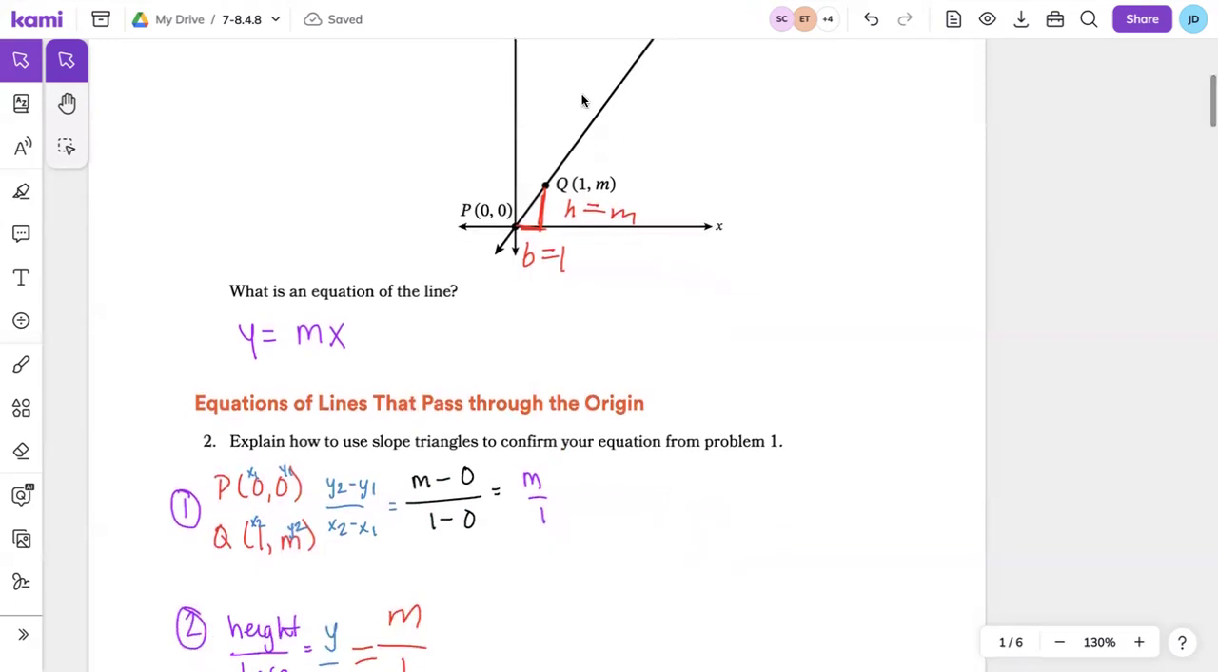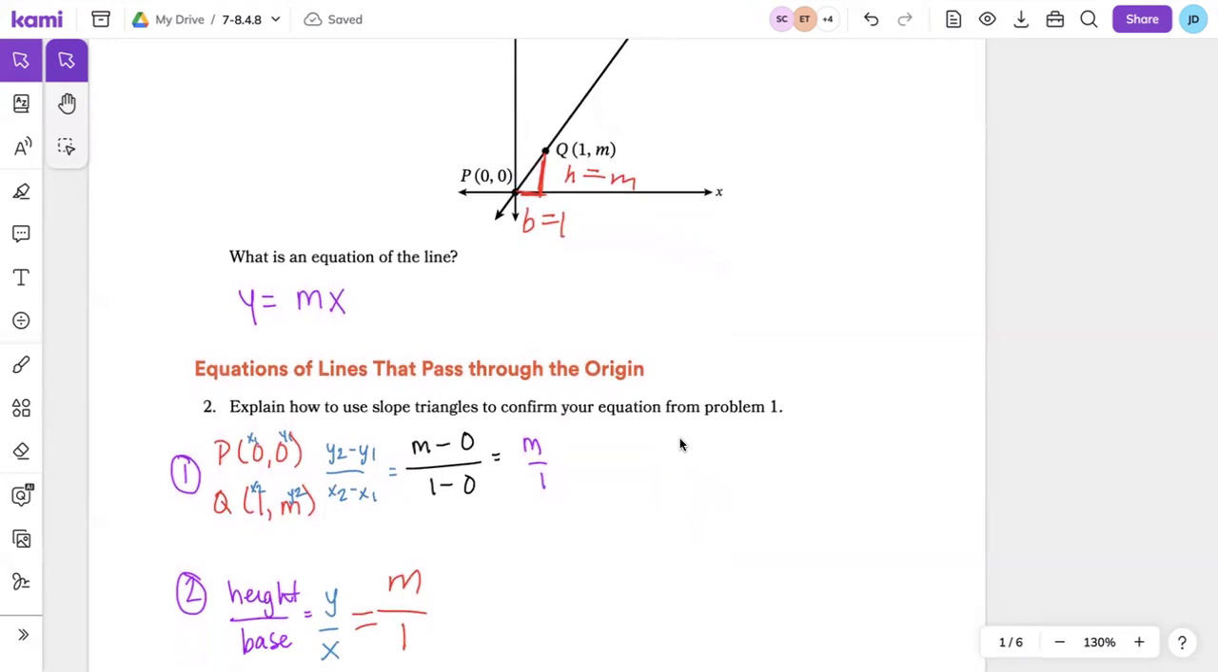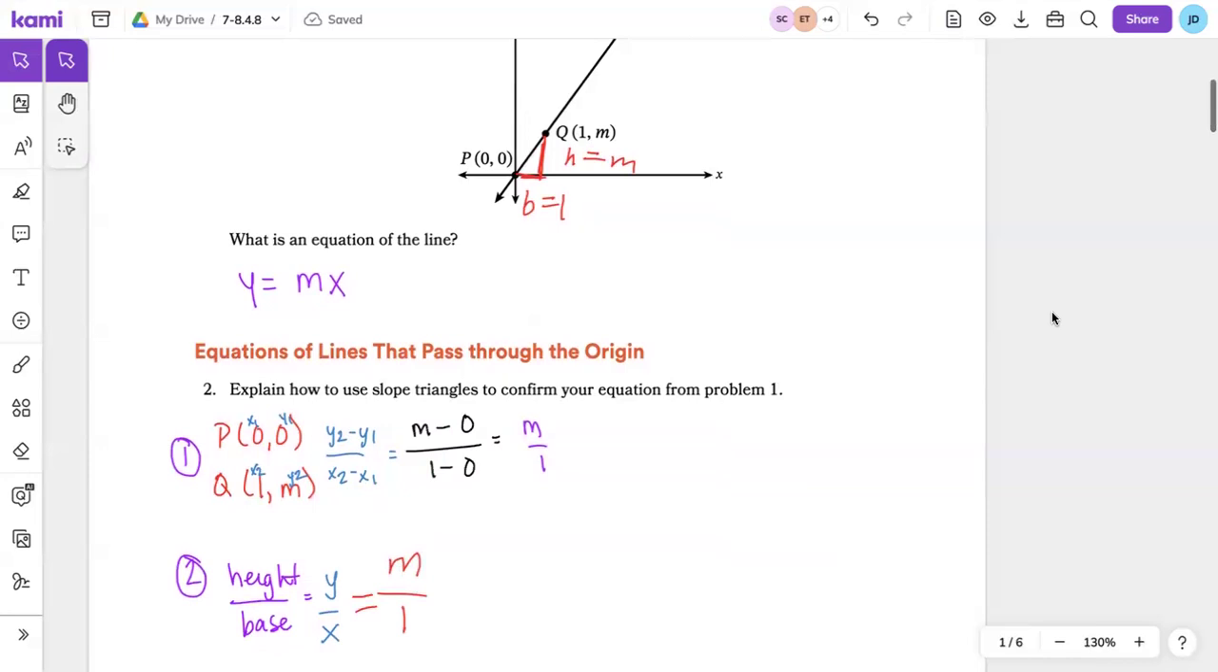Or if you do the triangle here, height over base or y over x, the height is going to be m because we're going from 0 to m. That's a height of m. And your base is going to be 1 because we're going from 0 to 1. And so that gives us m over 1 once again. So our slope is m. That means this equation, y equals mx, is going to be our equation. That's why the y value always equals the slope times the x value. So that's our little start here.